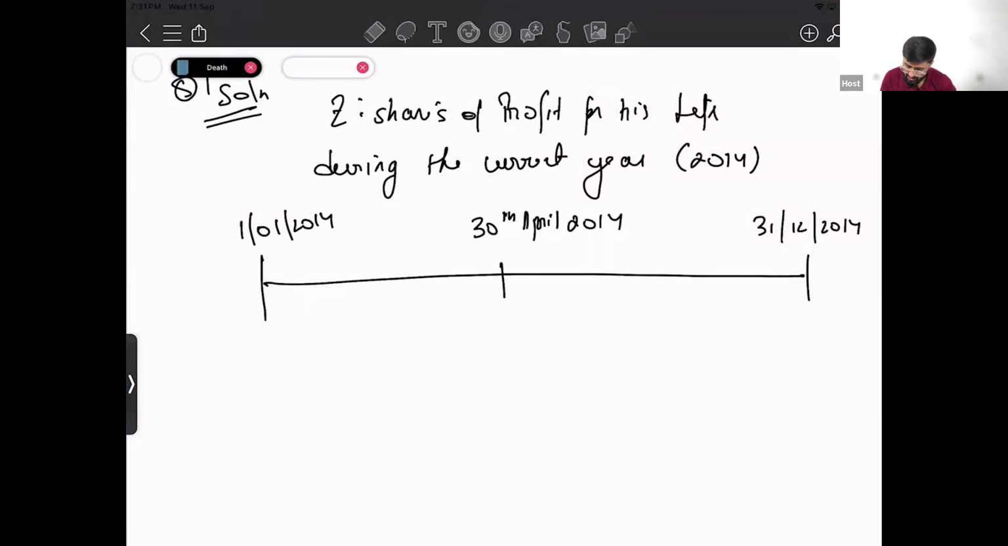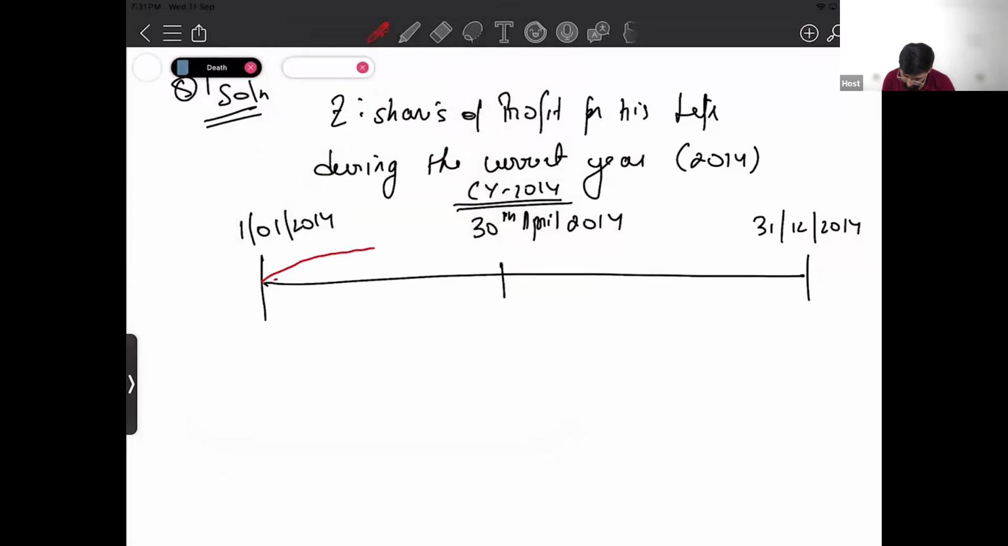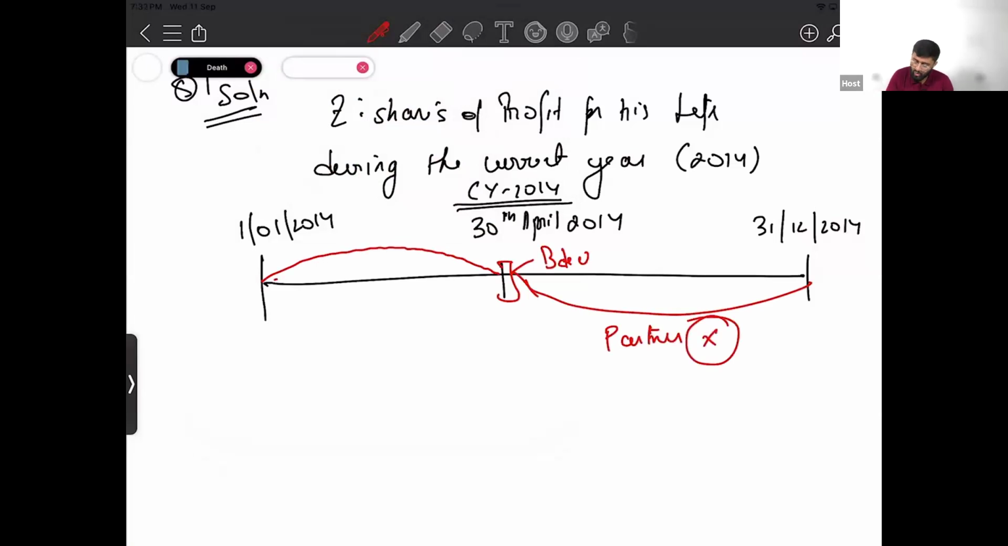Question here: calculate Z's share of profit for his life during the current year. The current year is 2014. So calculate Z's share of profit for his life during the current year. Which period? It will be the period starting from 1st Jan to 30th April 2014. After he died, he is not a partner for the rest of the period. He will not get any share for this period.